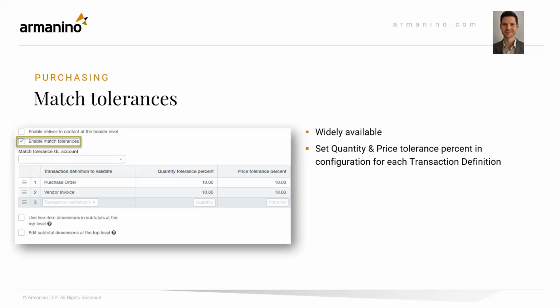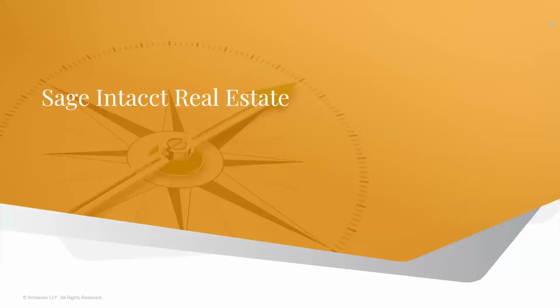And you can say what percent you will allow the conversion to be. So you may have a PR at $100, and then the purchase order can't be over $110 and so on, just as an example. And you can apply this to as few or as many of your transaction definitions in your environment. And this is widely available for all customers. And if you wouldn't mind, we'll go to the next page, which is Sage Intacct Real Estate, which Jessica will be covering.